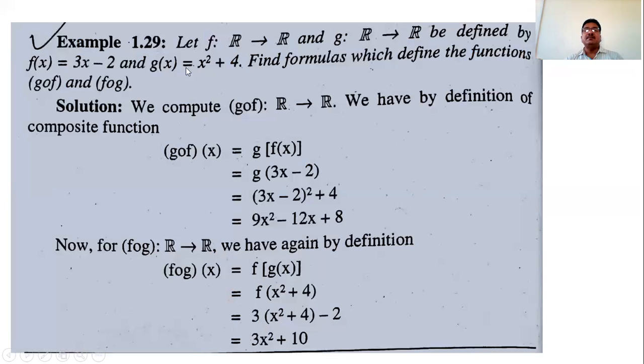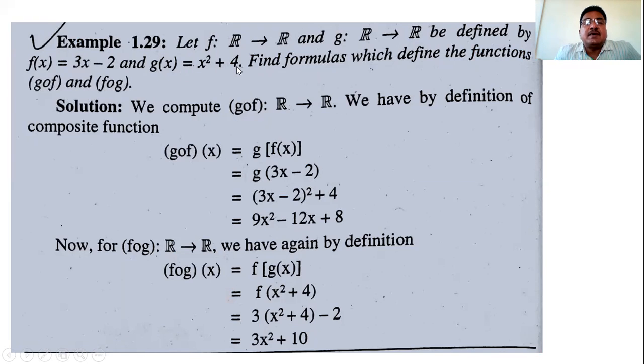Next is again the same type of problem, with functions f from R to R and g from R to R. In these two functions, the domain and codomain are all the same, and therefore f circle g and g circle f are both defined. Then find the formula for f circle g and g circle f. So (g circle f)(x) is g of f(x) by using the definition. And what is f(x)? f(x) is 3x - 2. And what is g(x)? It is x squared plus 4.